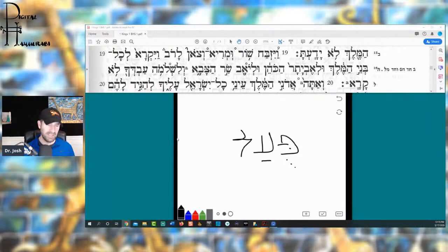But again, it doesn't show the middle radical. So what's a good root? Yeah, I can't think of a good root right now. It's okay. Just trying to give the idea. Sorry, that's okay. So pa'al, nif'al, p'al, pu'al.